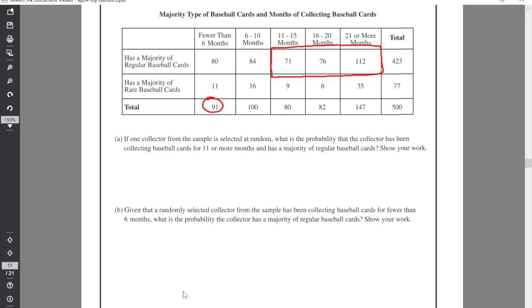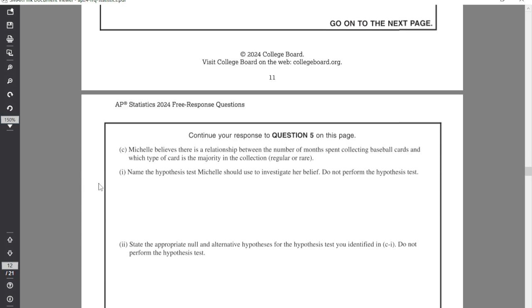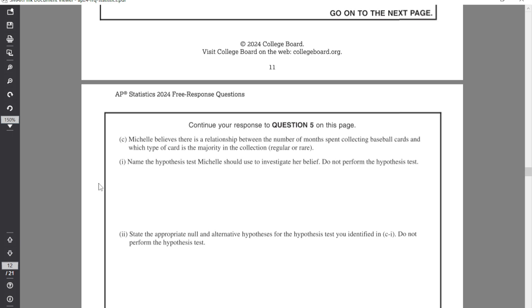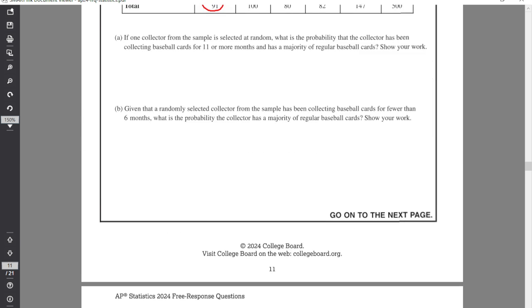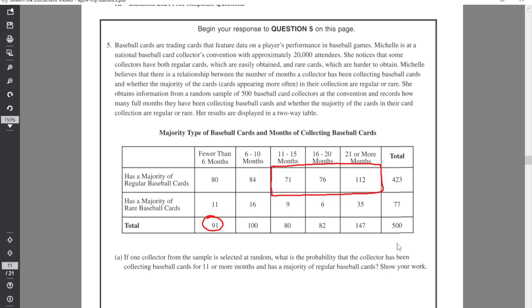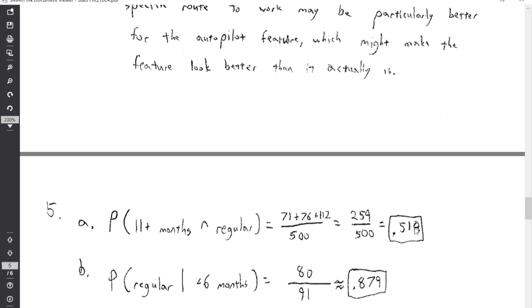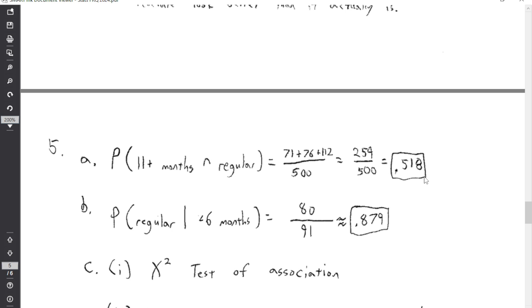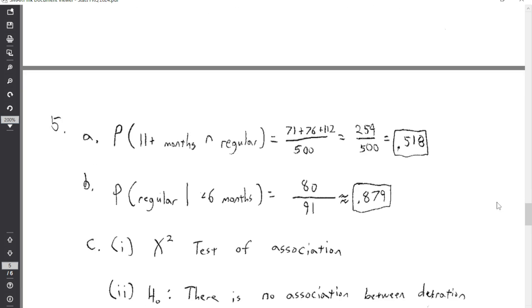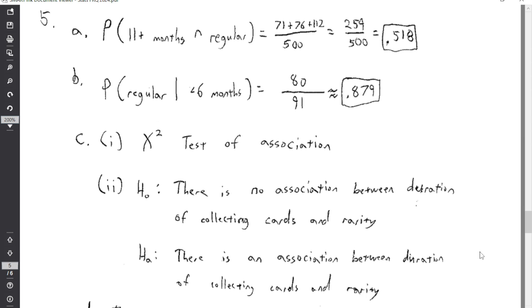Then for part C, we go on to the significance test. Someone believes there's a relationship or association between the number of months and which type. So since we've got categorical data in a two-way table, we should be looking at a chi-square test. And this is a chi-square test of association, or chi-square test of independence. So the null hypothesis is that there's no association between how long we've been collecting the cards and the amount that are rare. And then the alternative is that there is an association between duration and rarity.